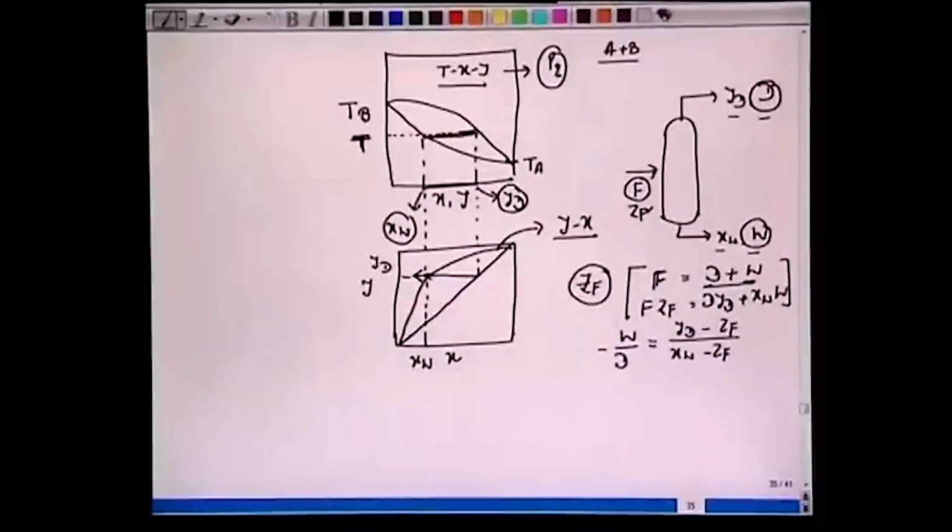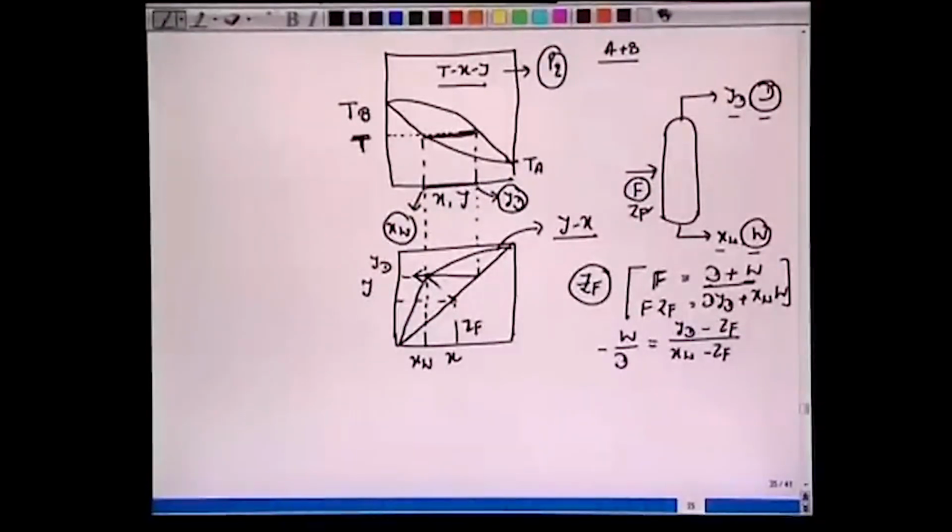Okay, it's not difficult to show that. Here if we put YD equal to ZF, the mole fraction of the feed ZF, which is in between YD and XW, this would be on the 45-degree line, right? Because we put YD equal to ZF, XW will also come to ZF here. So this is your ZF feed composition.